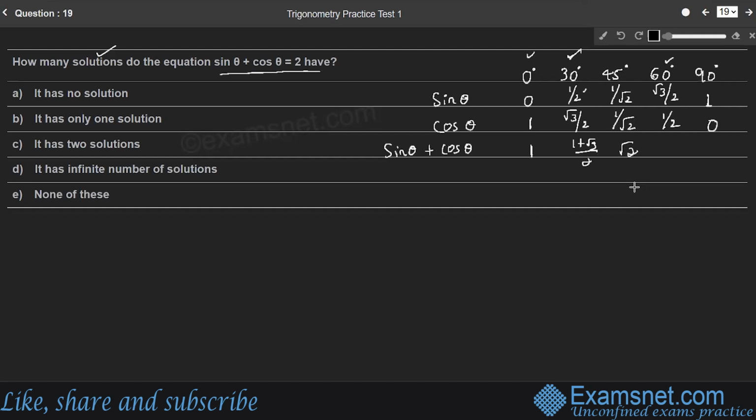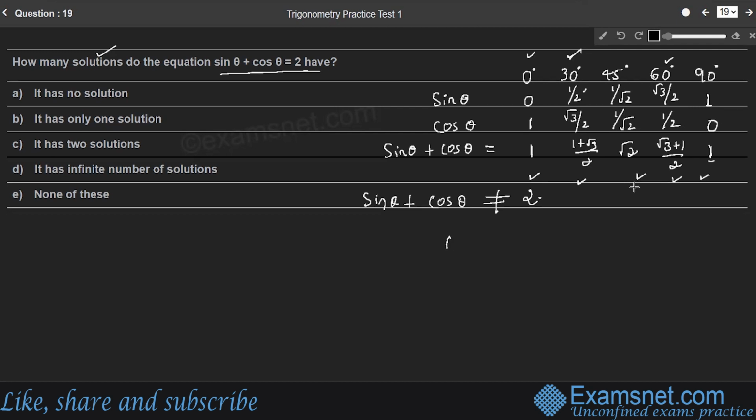And for 60 degree angle, you will also get root 3 plus 1 by 2, right? For 90 degree angle, sine theta plus cos theta is equal to 1, right? So in any of these cases, sine theta plus cos theta is not equal to 2, right? So sine theta plus cos theta cannot be equal to 2 for any of these angles. Therefore, the given equation has no solution.